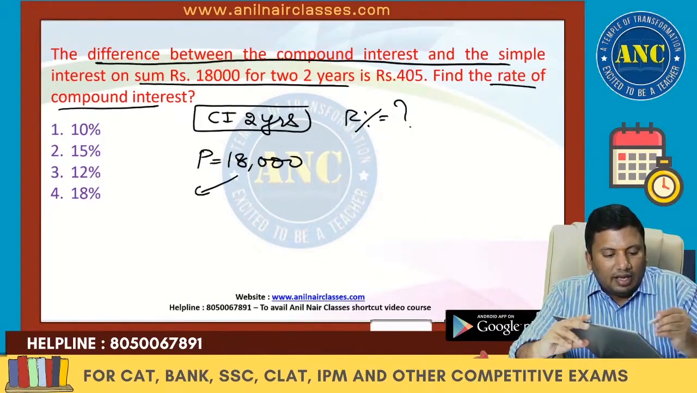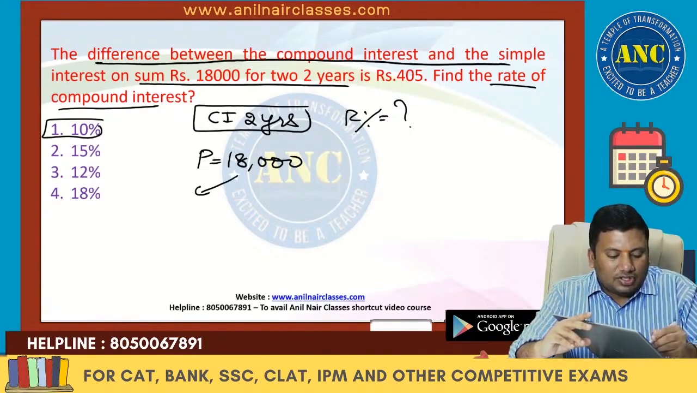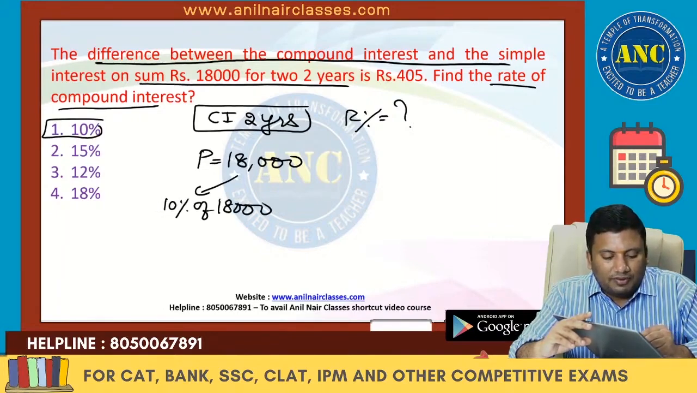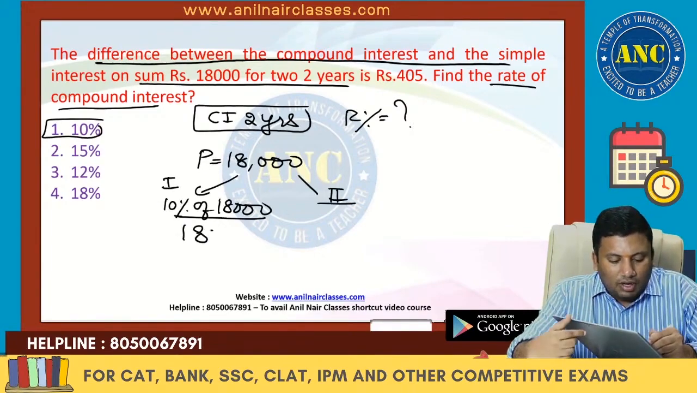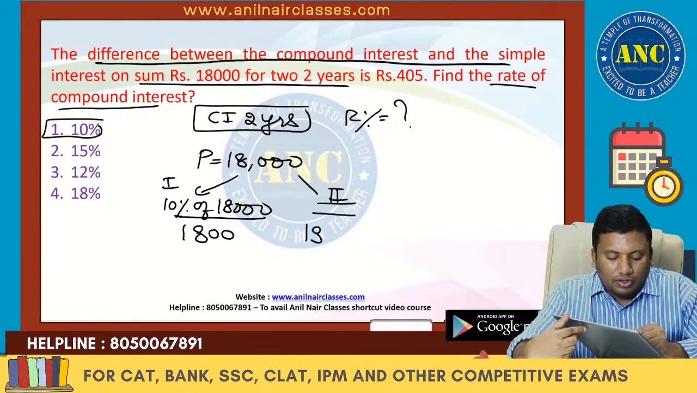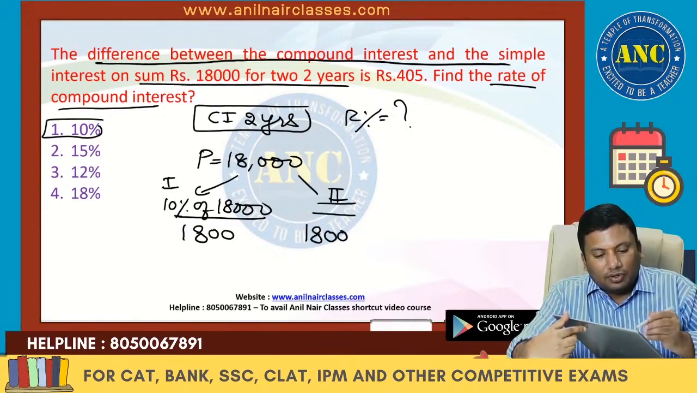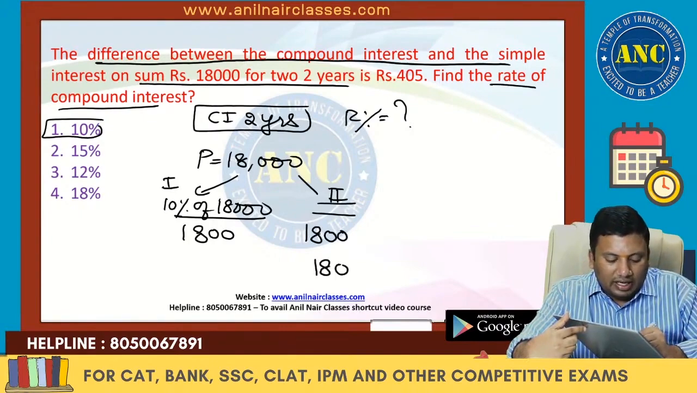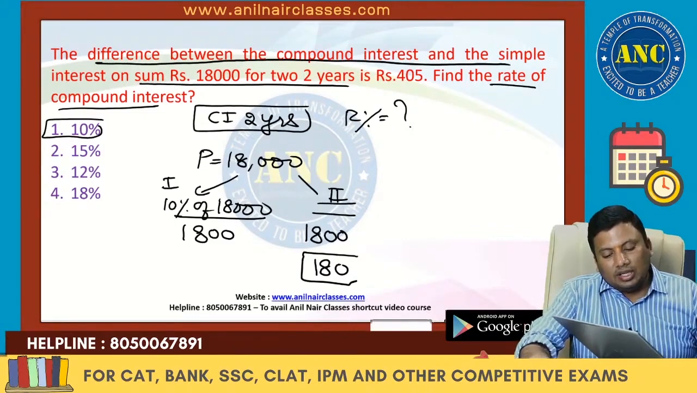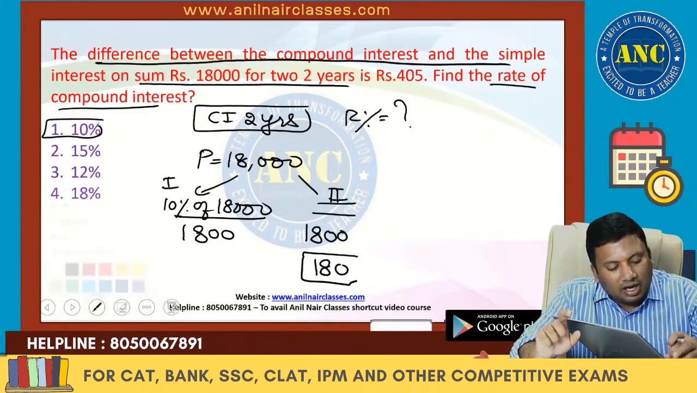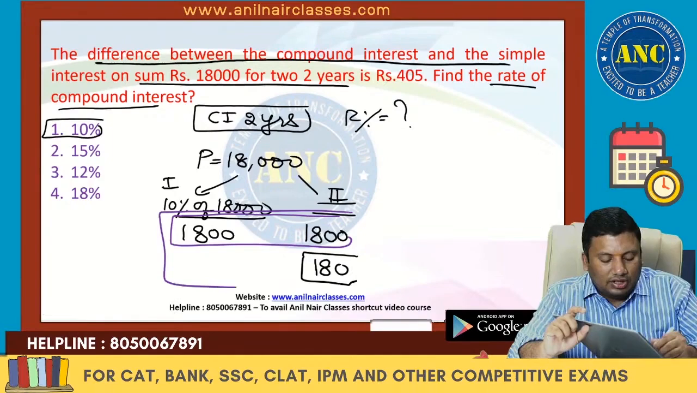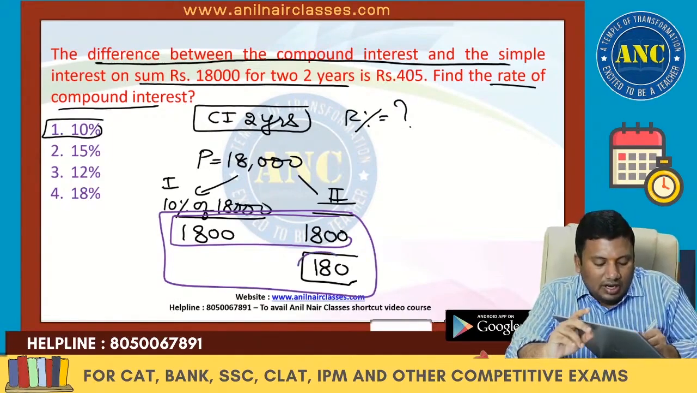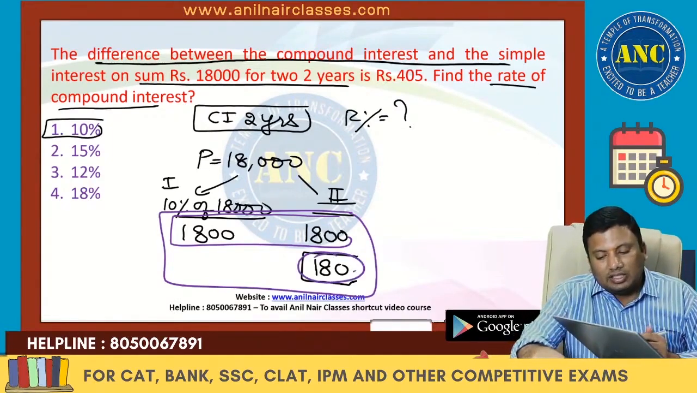If I take the first option, 10% of 18,000 is 1,800 for the first year SI. Second year it is also 1,800, right? So again 10% of 1,800 is 180. D is nothing but 180, the difference between the compound interest and simple interest. This is simple interest for 2 years, this is compound interest for 2 years. This is 180, but I want the answer 405.